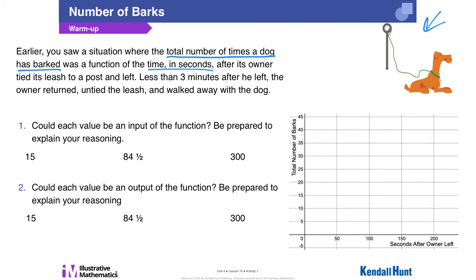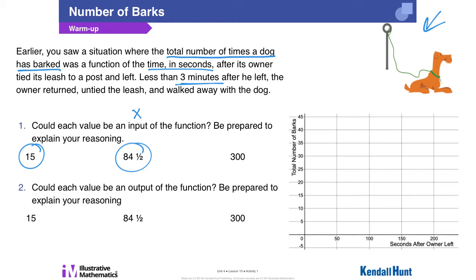And let's remember that less than 3 minutes after he left, the owner returned, untied the leash, and walked away with the dog. So number one, could each value be an input of the function? Remember, that's our independent variable or our x values. 15 and 84.5 could be possible x values, the seconds after the owner left. 300 does not work here because that's past 3 minutes. And we know by that time the owner had come back.